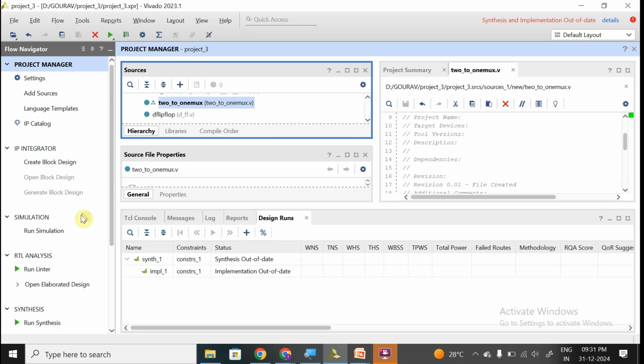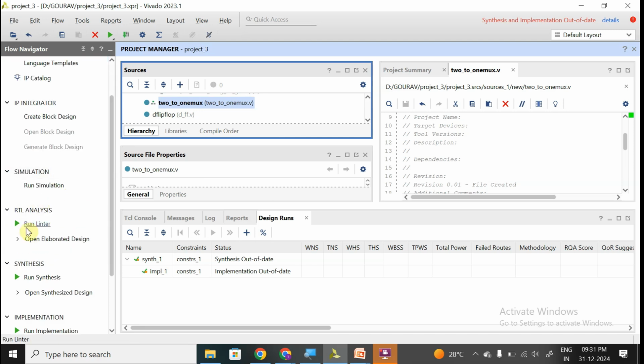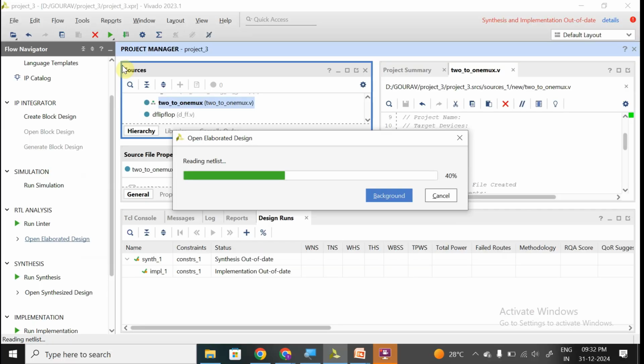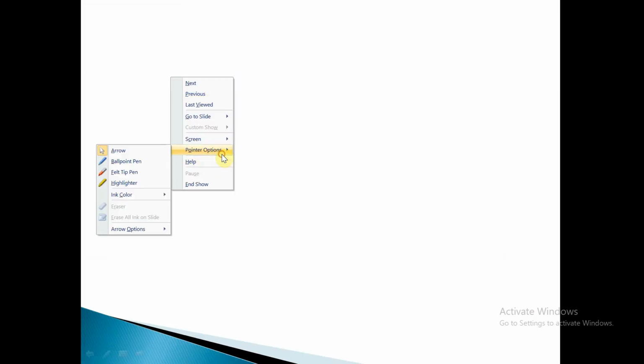We can do many things using this. First, let me synthesize it. Until it gets implemented, let us see some questions. Let's say we have a positive edge D flip flop. Let us take a simple flip flop only.